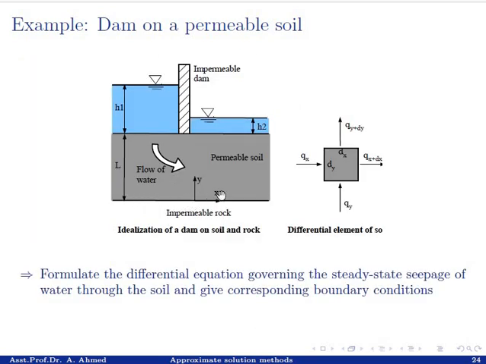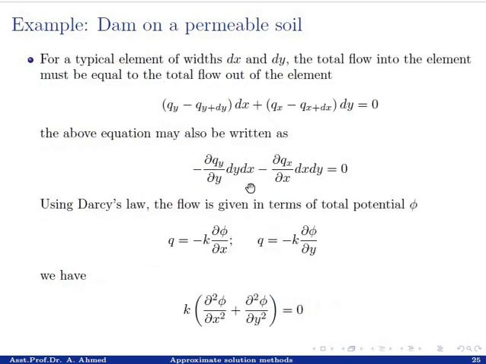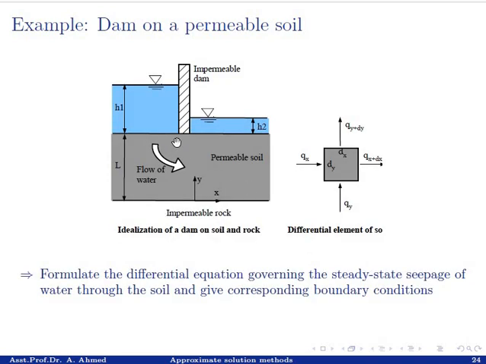Another boundary condition: at this particular level this permeable soil is resting over an impermeable rock, so at y equal to 0, the flow in the vertical direction must also be equal to 0, or the change of potential with respect to y at y equal to 0 must be equal to 0. So this is another boundary condition. At the dam soil interface, again I know that for this particular level there is no flow in the vertical direction.